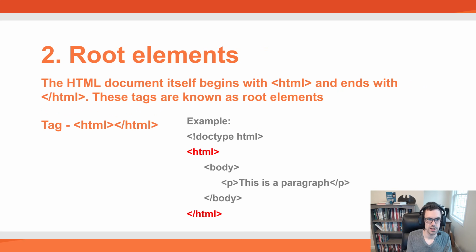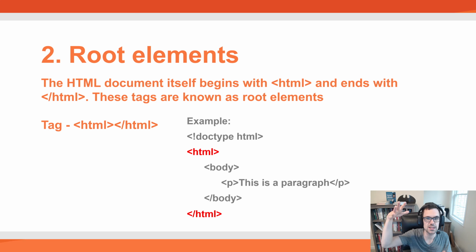Number 2 is the root element. The HTML document itself begins with html and ends with /html, and these tags are known as the root elements. It declares that everything in between is going to be written as HTML. So the root elements are very important. They're the overall container of your HTML page. They're the biggest container. If we were going to talk about this in terms of food, they would be the hamburger buns of a hamburger. And then everything else inside would be the patty, the lettuce, tomato, and everything that's inside.